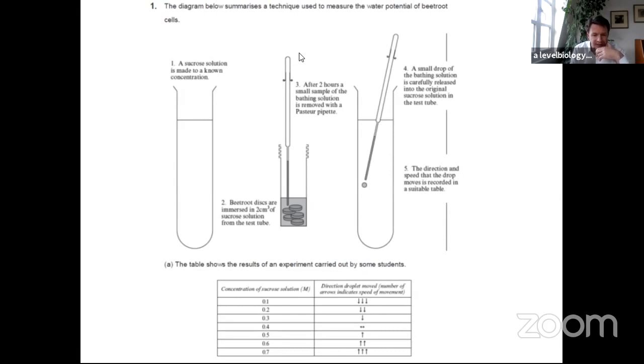An anonymous viewer asked, can the membrane also be called the tonoplast? The tonoplast is the membrane that is around the outside of the vacuole. So it's not the membrane that's around the outside of the cell. That's the cell membrane.